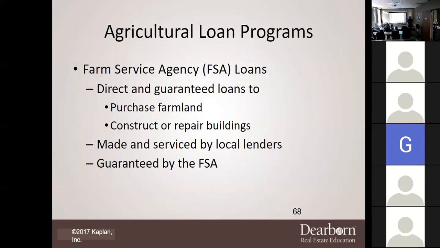Okay? Now, there is also the agricultural loan programs. This is your Farm Service Agency, the FSA loans, and these are direct and guaranteed loans to purchase farmland, construct or repair buildings, and they're made and serviced by local lenders, but they are guaranteed by the FSA. Okay? And again, these are focused upon where, Mr. Eugene? Residential areas? Industrial areas? Not farm, right? Or agriculture. It's farm right across like it says. That's right. It's going to be farm or agricultural focused.